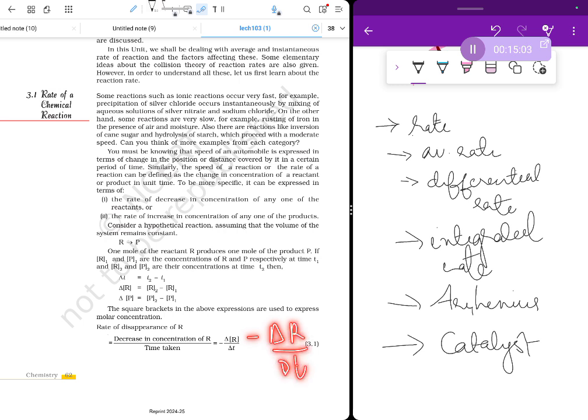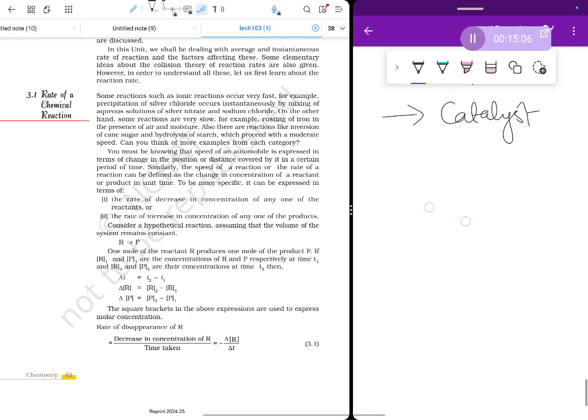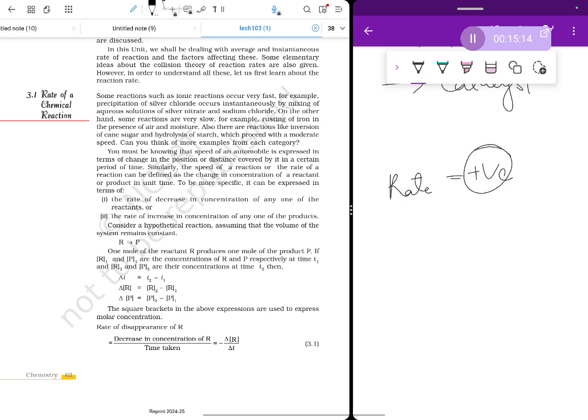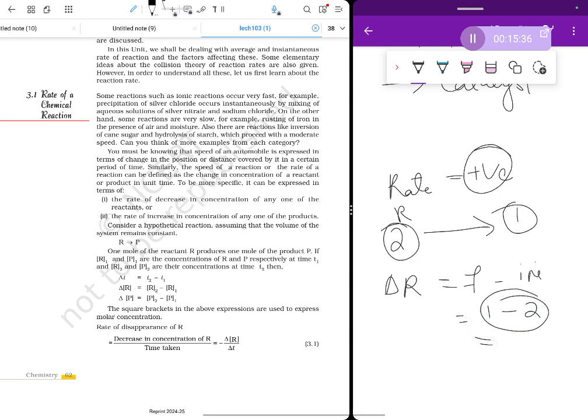Now why is there a minus sign in that? Listen here. The minus sign is because rate is always positive. Rate means it is talking about speed, so it is always positive. See, initially 2 moles of reactant are consumed, changing to 1 mole. So the change, delta R, will be final minus initial, that is 1 minus 2, which comes to be minus 1. So minus 1 is a negative quantity.